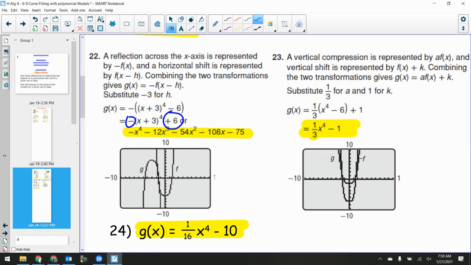Number 23, vertical compression, and then a vertical shift. Okay, 2 vertical things, nice and easy. I got a times f of x, which is the 1/3 times f of x, and also the vertical shift is plus 1. So we got to multiply by the 1/3 first, which is that 1/3 x to the 4th minus 2, and then we add the 1, so it should be 1/3 x to the 4th minus 1. We see it confirmed there on the graph. And then there's number 24. The answer for 24 is 1/16 x to the 4th minus n.